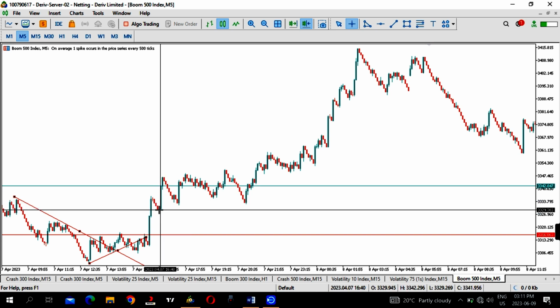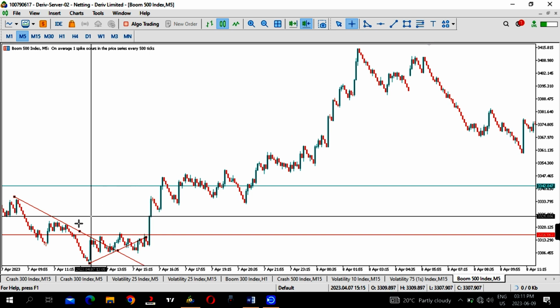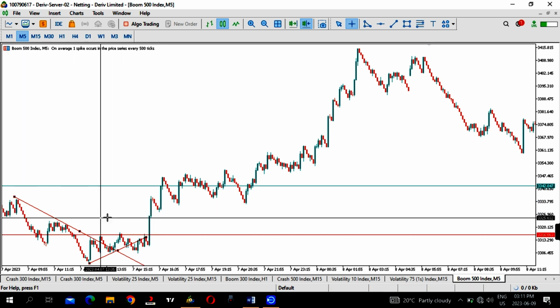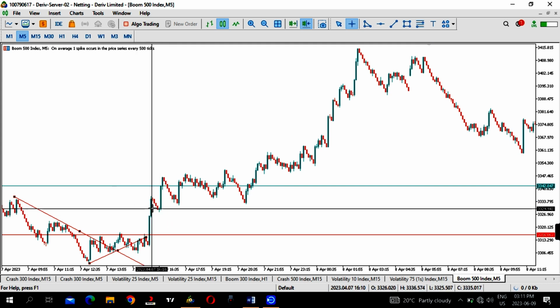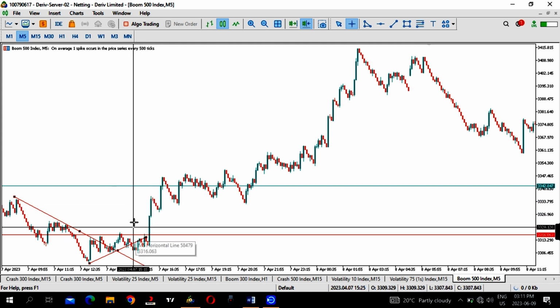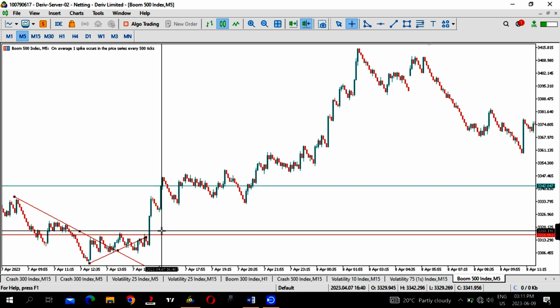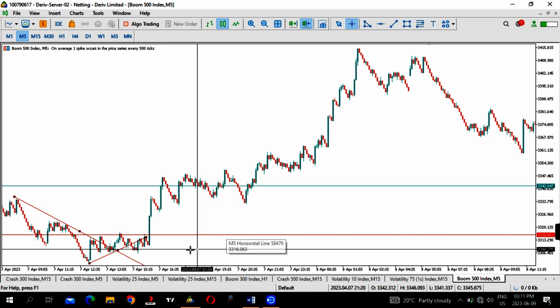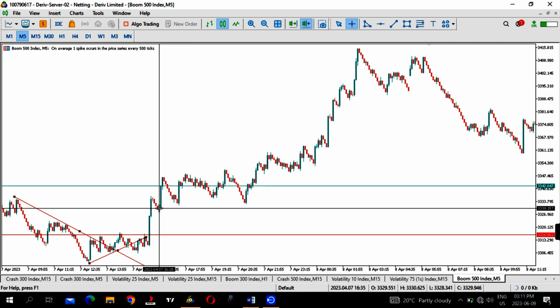But you don't enter here because there's no reference point to the left. So whenever you're trading, always look to the left to what has already happened. So there's no reference point over here because there's no previous support, there's no previous resistance. Maybe if it had come back and tested over here, you could have entered. But here there is no such thing, so you don't enter over here.